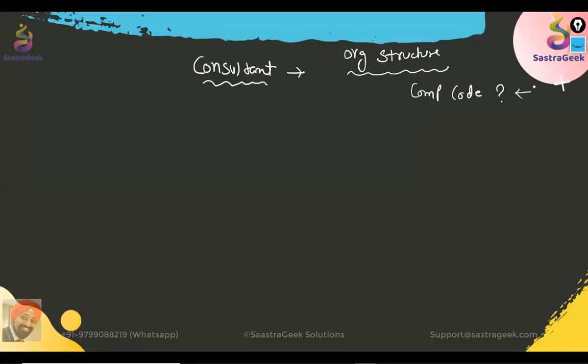In each country there can be one company code. We are doing different business in different companies. If you're doing business in the US, you would create a separate company code for the US. If you're doing business in India, you would create a separate company code for India.